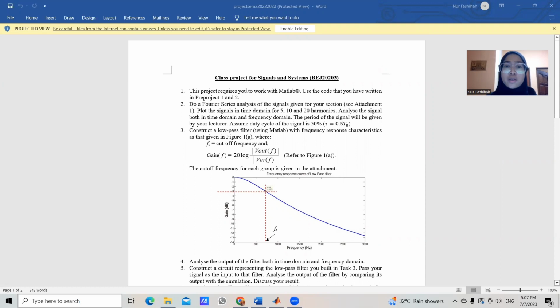Okay, I will present for the project signal system. For this part, do a Fourier series analysis of the signal given for a section and plot the signal in time domain for 5, 10, and 20 harmonics. After that, analyze the signal both in time domain and frequency domain. The period of the signal will be given by the lecturer. Assume duty cycle of the signal is 50%. That means tau equals 0.5 T naught.